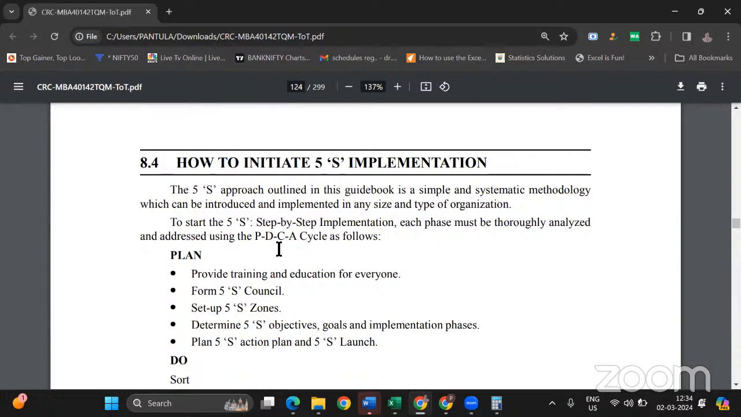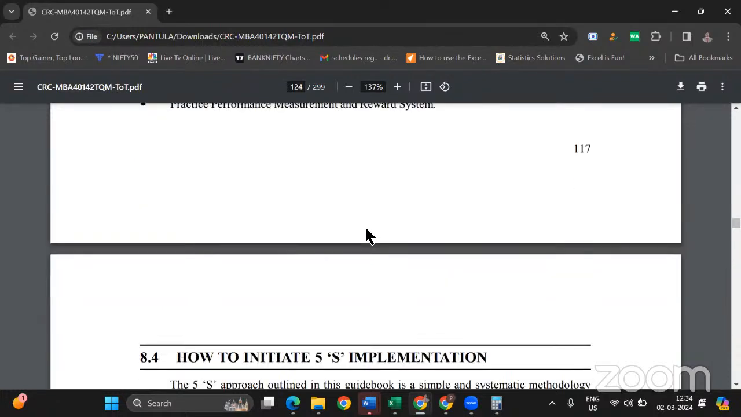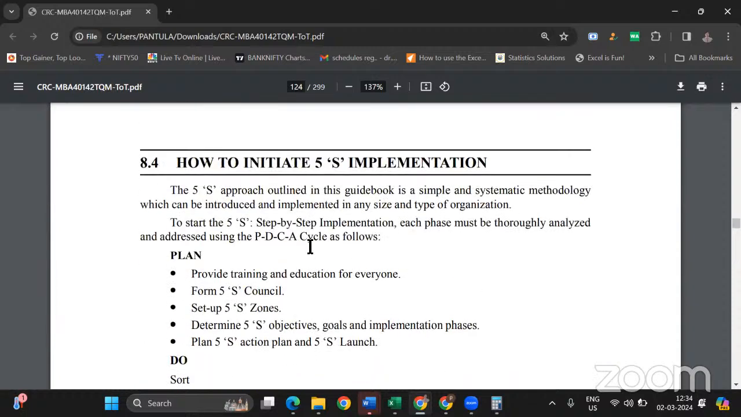So how to hold 5S implementation? Here PDCA: plan, do, check, act. Plan means providing training to educate everyone. So it's not a single-person task.